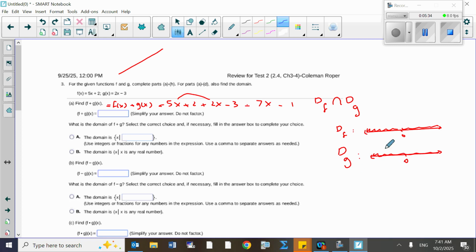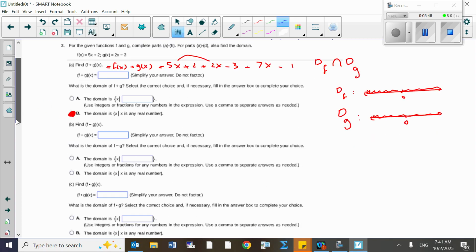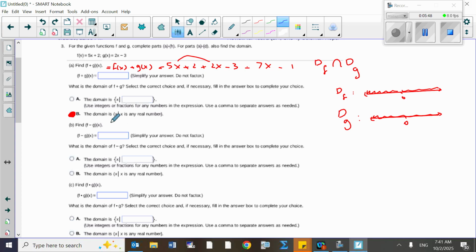And what do they have in common? Well, the whole domain is in common between both of them. So this will be just negative infinity to infinity, which I can show this one, any real number. Next one, find f minus g. Well, this one is again to subtract two functions, f of x minus g of x.